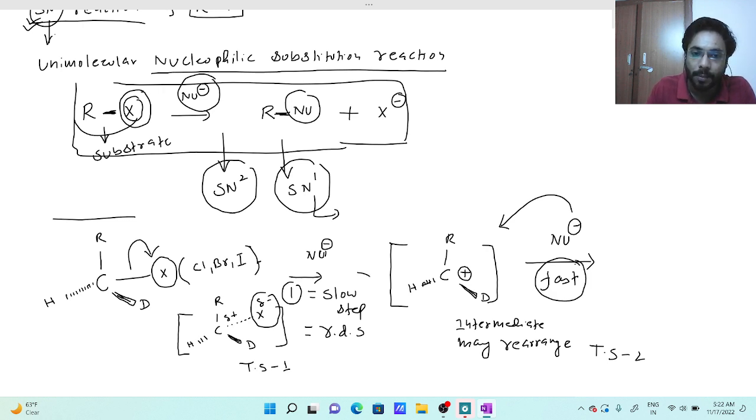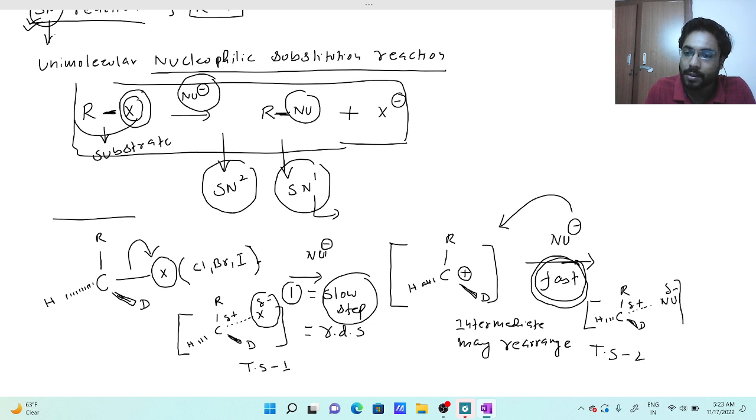This was the slow step and this is the fast step. In the fast step, the nucleophile is attacking over the carbocation. Fine. So what about the transition state? Here one transition state would be generated, that would be like carbon, this is the alkyl group, this is your hydrogen, this is your deuterium. Okay, fine. And this bond is forming between the nucleophile and the carbocation. Okay, this is the transition state 2, isn't it?